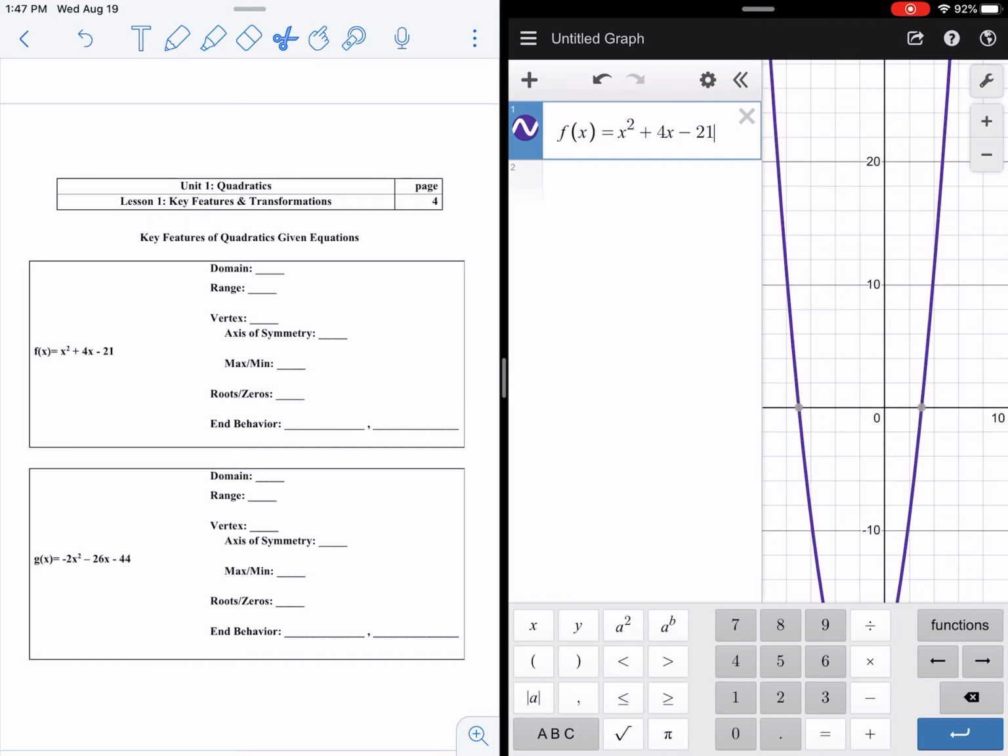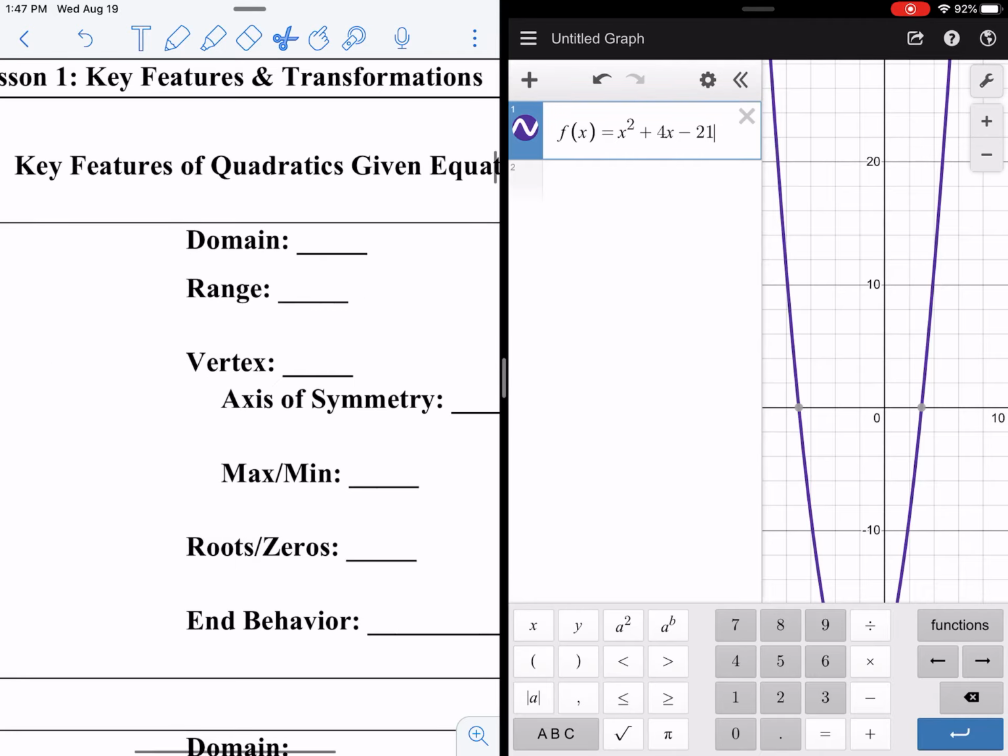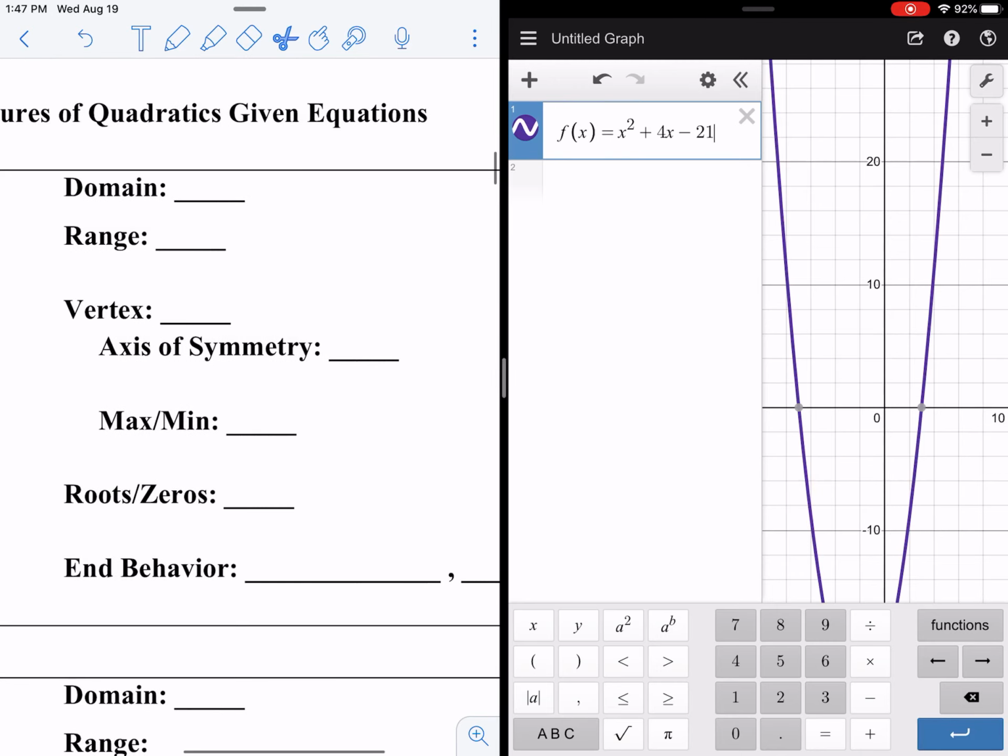Now, again, the key features have not changed. I personally start with domain because it's the easiest. It is all real numbers all the time unless you are talking about a word problem, for the sake of quadratics. Next, I like to use the vertex because it helps answer so much information about the rest of the key features.